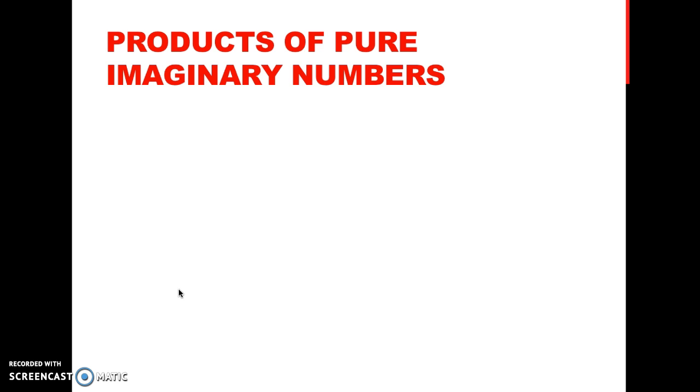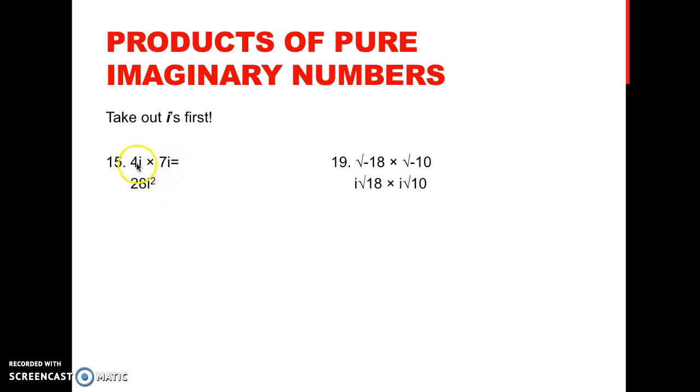Products of pure imaginary numbers. So first we want to take out i's. So let's look at number 15 first. We have 4i times 7i. Okay, we're going to break that down to 4 times 7 equals 28. i times i equals i squared. Are we done? No, we can break down that i squared a little more. If you remember, what is i squared? Negative 1. So we could take 28 times negative 1 equals negative 28.